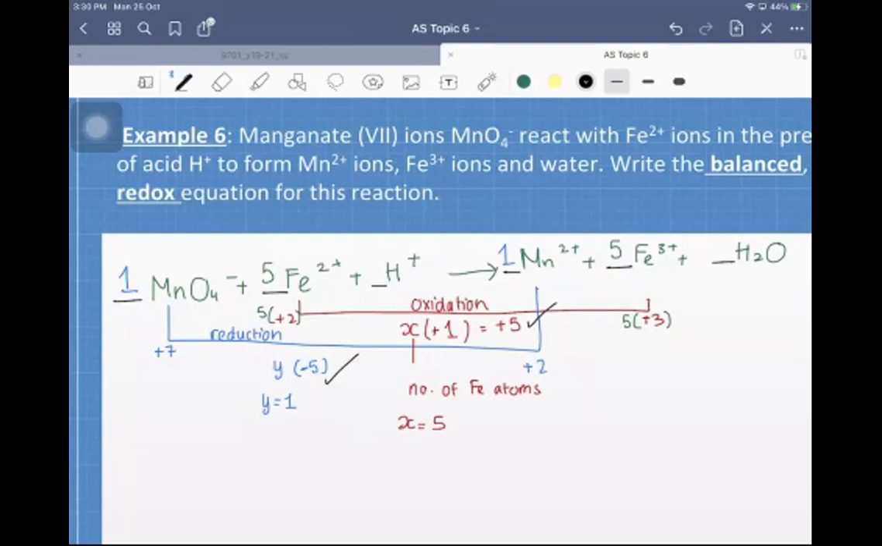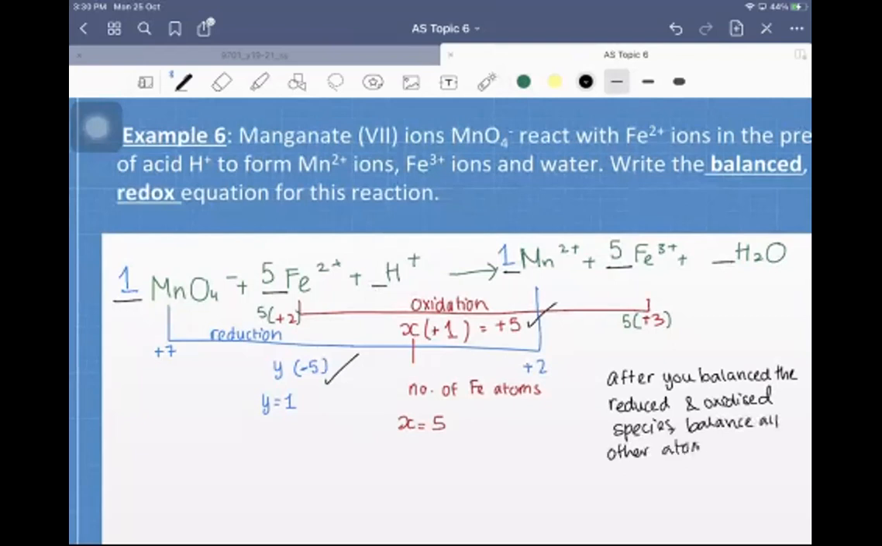Oxygen, you only have on the left. So after you balanced the reduced and oxidized species, balance all other atoms. I've got 4 oxygens on the left side, so I need 4 oxygens on the right side. Now I have to balance my hydrogen. I only have 8 hydrogens on the right side, so my H plus should be 8. So 1 is balancing the oxidized and reduced species.